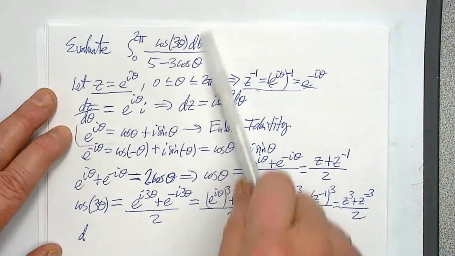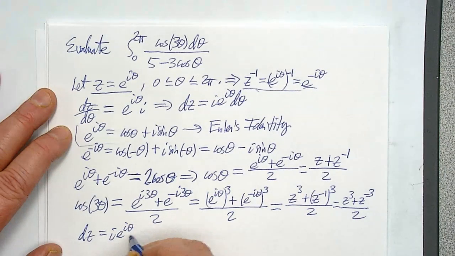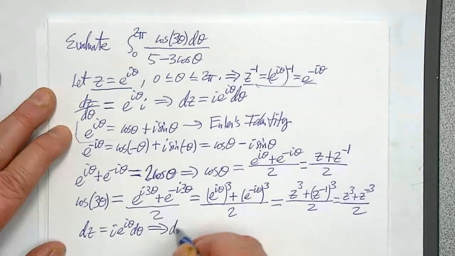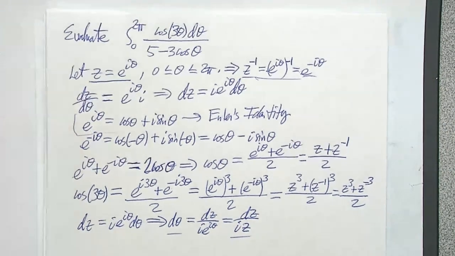So the only thing left with theta in it is the d theta, right? So we know that dz is equal to i e to the i theta d theta. So let's solve for d theta. d theta will equal dz over i e to the i theta, but remember, e to the i theta is z, so this gives you dz over iz, and that's what we'll plug in for d theta, right? Okay.